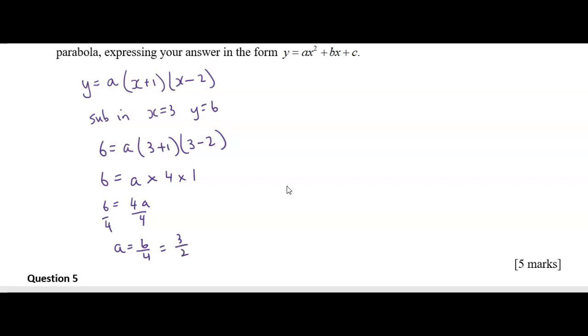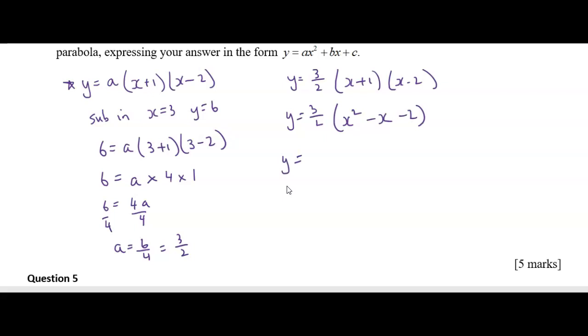Now we substitute that back into this equation. So we've got y equals 3 on 2, (x plus 1)(x minus 2). All right, so let's expand those brackets. So we're going to have x squared minus 2x plus x, so minus x, and then minus 2. And then we just multiply that 3 on 2 through.